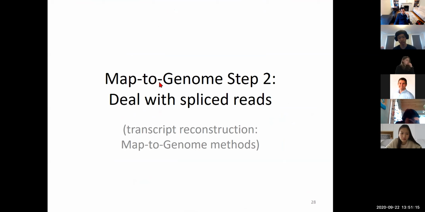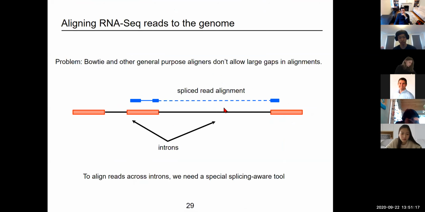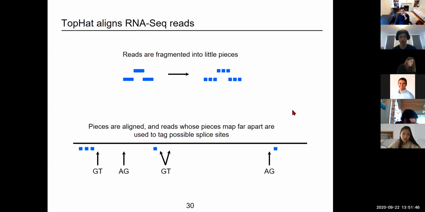So the second step is mapping to the genome and dealing with the spliced reads. So how do you align the RNA-seq reads to the genome? The problem is that Bowtie and other general purpose aligners don't allow large gaps in the alignments. So what you want to do is have the two ends of your molecule. First, you can find pairs where one of the two has already aligned uniquely, and then the other one must be somewhere nearby, and then you can extend it until you find that splice site and then extend further.